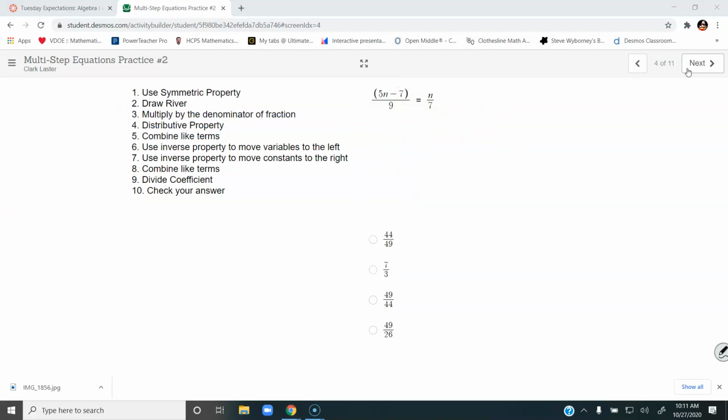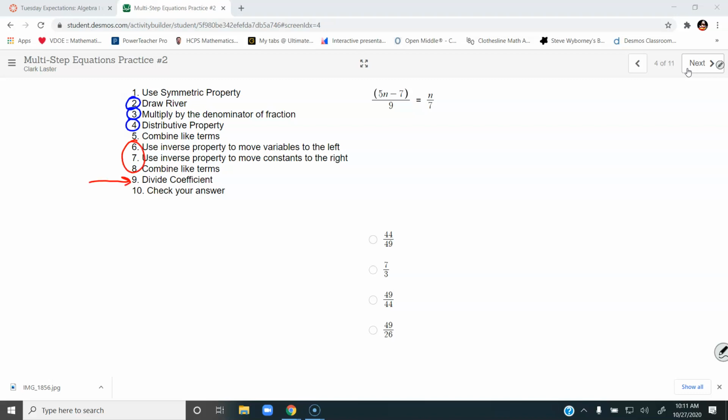All right, so my next problem, I'm going to have to use a different strategy. It's not always going to be the same strategy. It's kind of like playing a game. You know, you don't have the same strategy every time. All right, so I'm going to draw a river, but then this time I am going to have to multiply by the denominator, and I'm going to have to distribute, and then I'll have to do 6, 7, and 8 and divide by the coefficient.